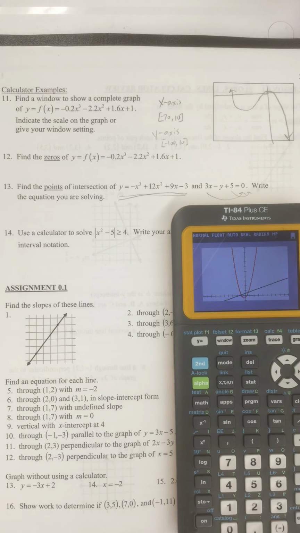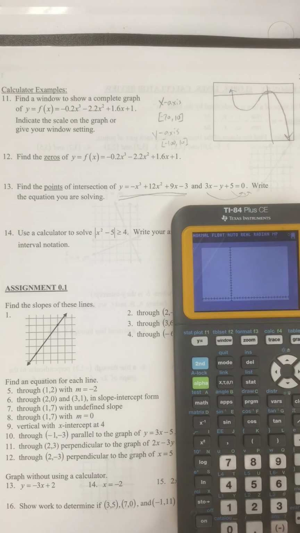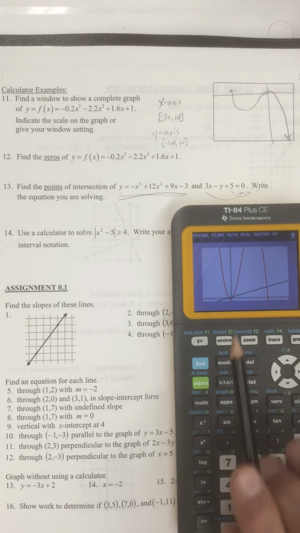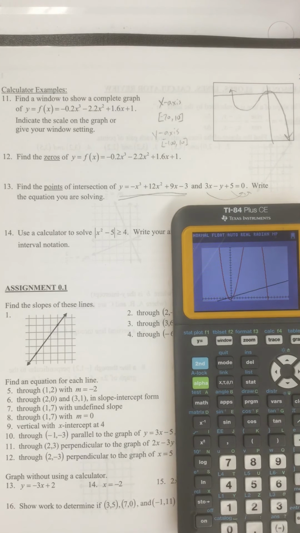Let's see if we need to go to the right a little bit. Let's go to window. Let's actually go up to 200 for the max. And then for the X max, let's go like 20. Let's go over to the right a little bit. Try it one more time. Okay, we don't quite catch the top of the curve there, but we can see where it comes back down. And now my points of intersection are going to be there, there, and there. So we've got 3 of them.